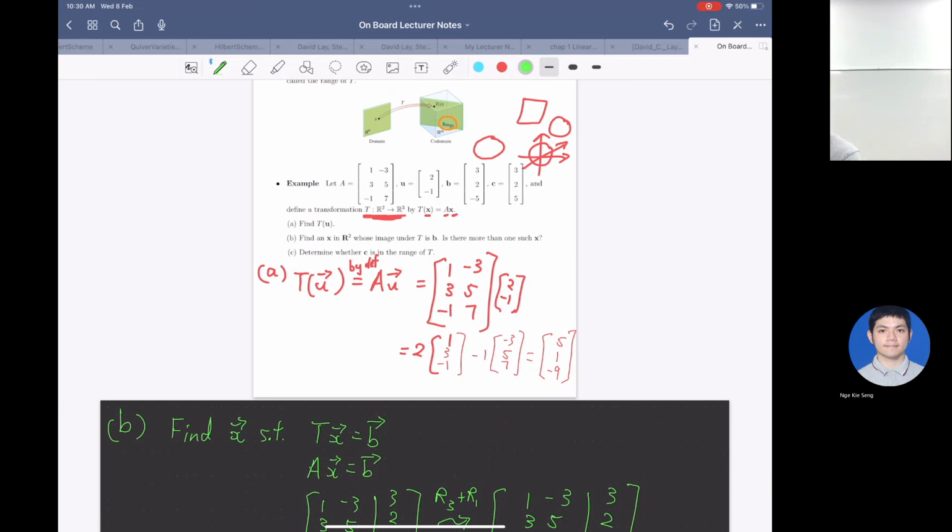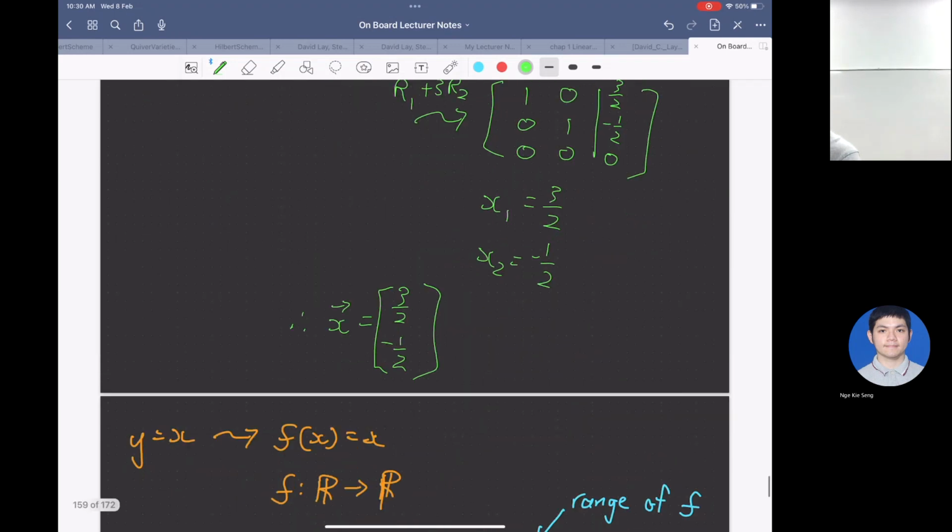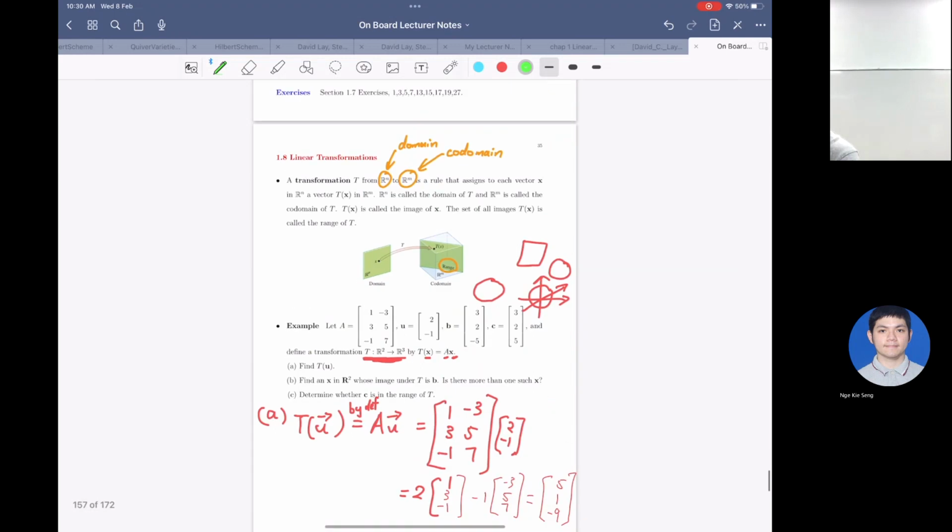Is there more than one such x? Be careful. I think by the theorem just now, yes, right? Because you can add the solution to the homogeneous equation, the homogeneous system.